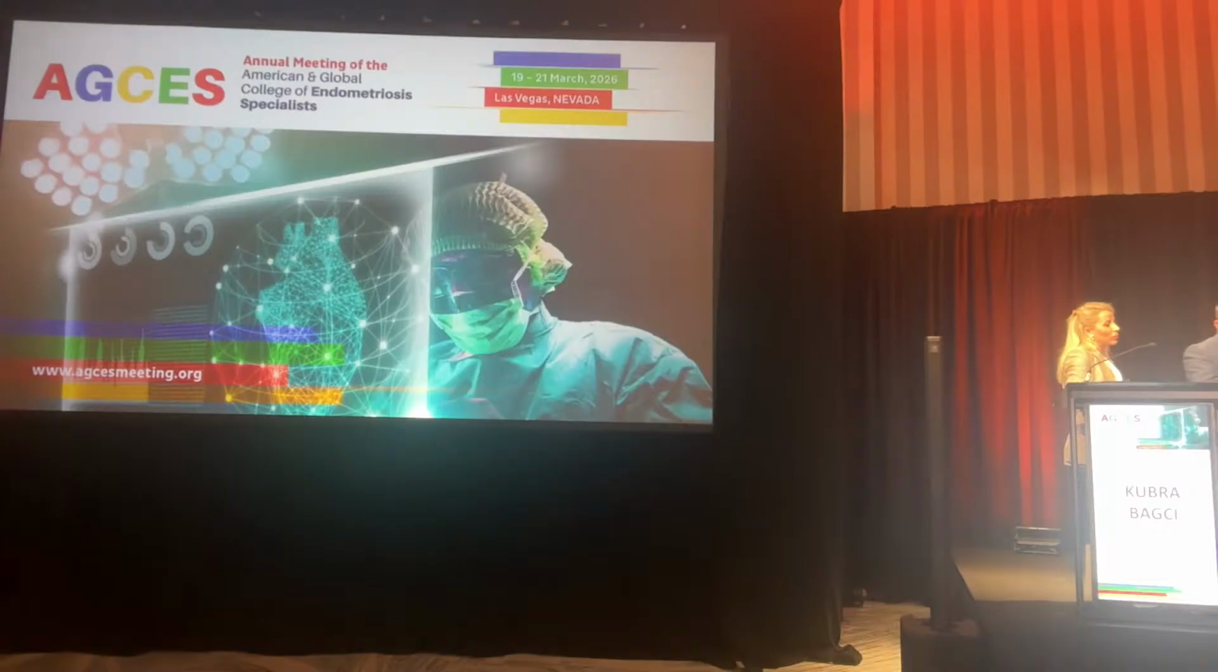Yes, I am an expert surgeon. I can dissect this ureter very well. I know how to dissect the ureter, but I think if you have this technology, it also helps the surgeon and makes surgery easy and decreases the stress of the surgeon.